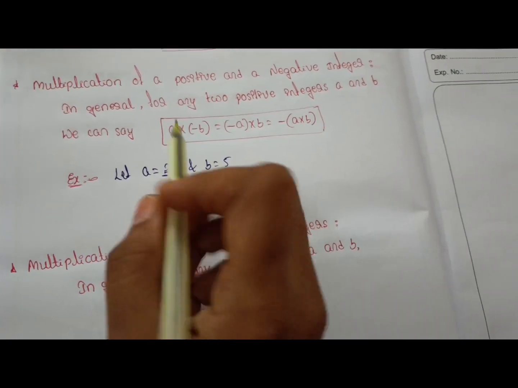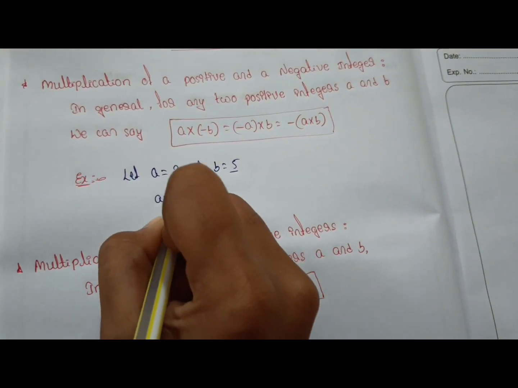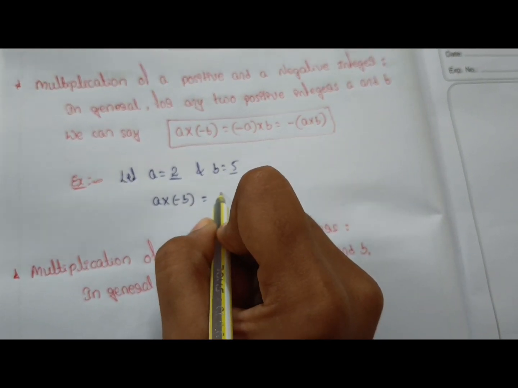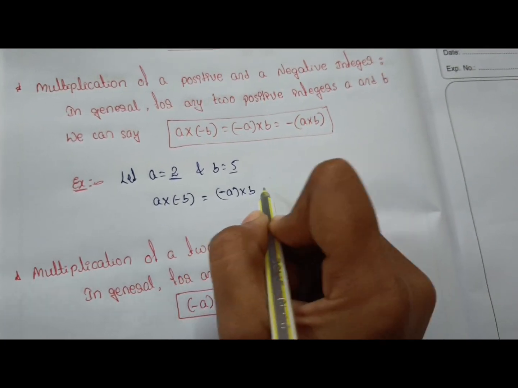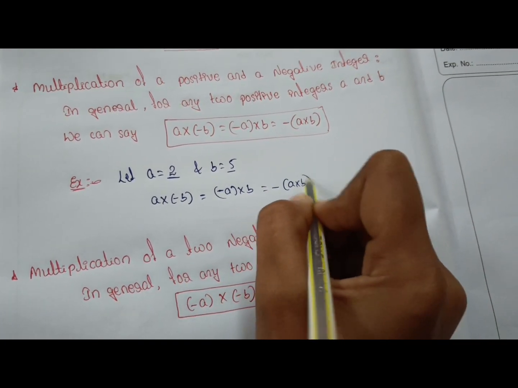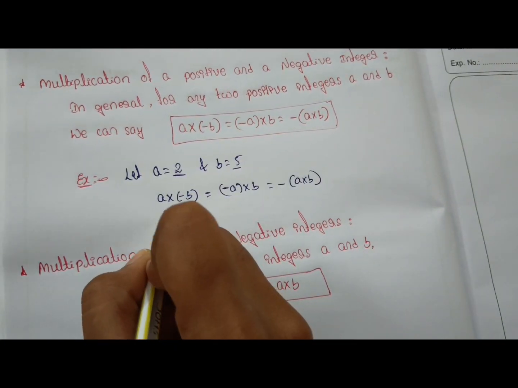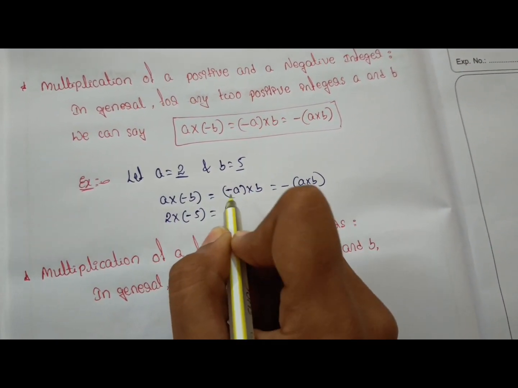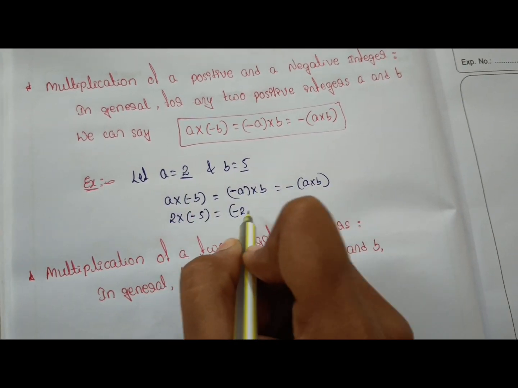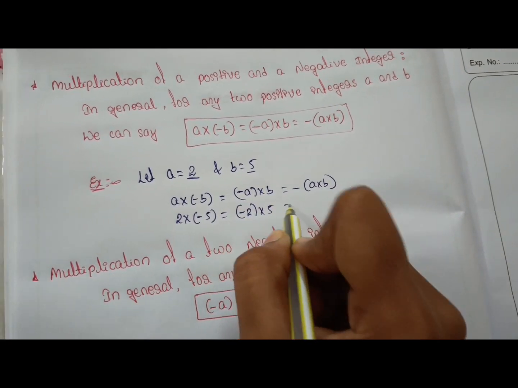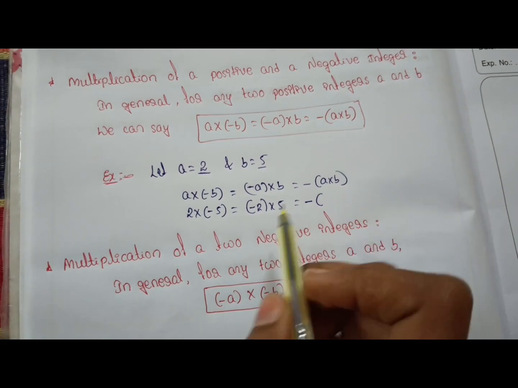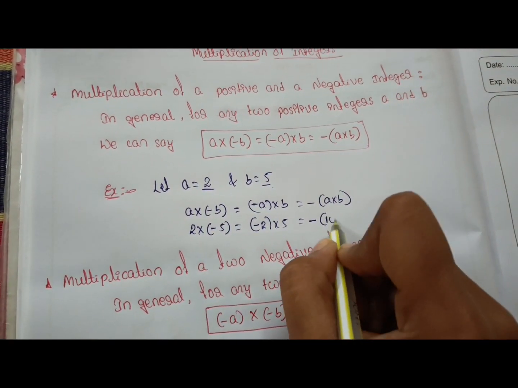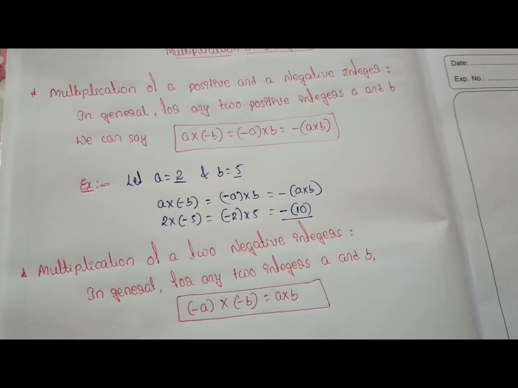According to this property, a into minus b is equal to minus a into b is equal to minus of a into b. That is, a means 2 into minus b means 5 is equal to minus a means 2 into b means 5. This is equal to minus of a into b. A means 2, b means 5. 2 into 5, 2 5 is a 10. Minus 10 is the answer.